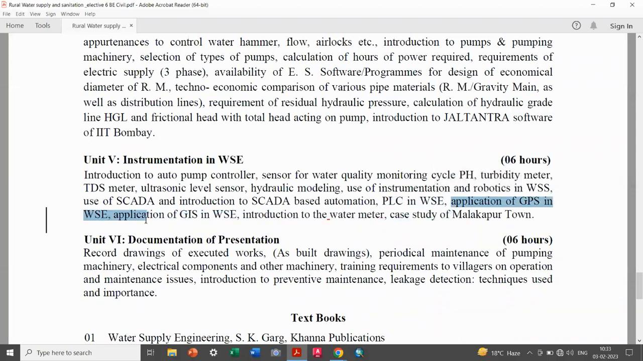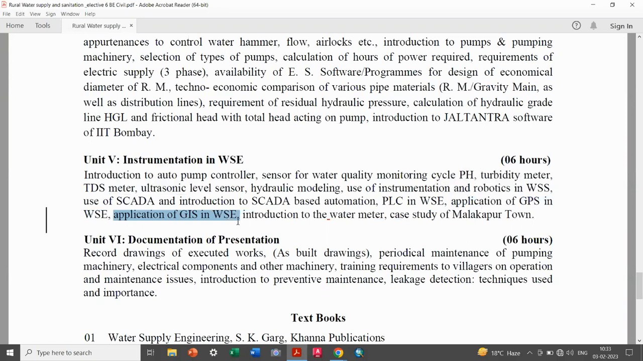Applications of GPS in water supply engineering. GPS is related to the Global Positioning System, which will decide the latitude and longitude of one particular place. GPS has applications in transportation to decide the location. Similarly, we will see how it is applied in case of water supply engineering.